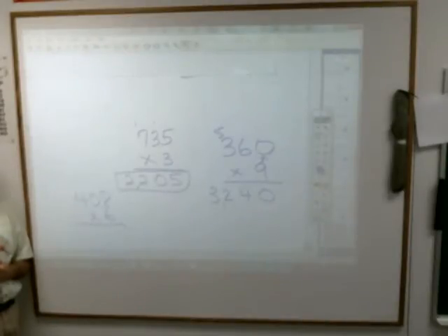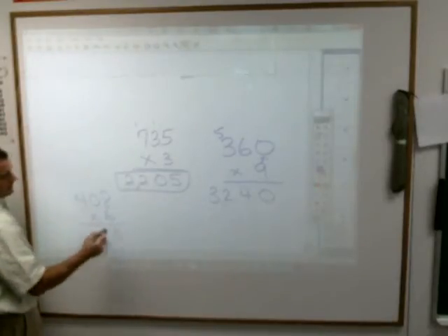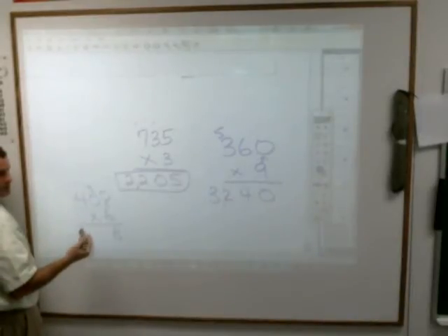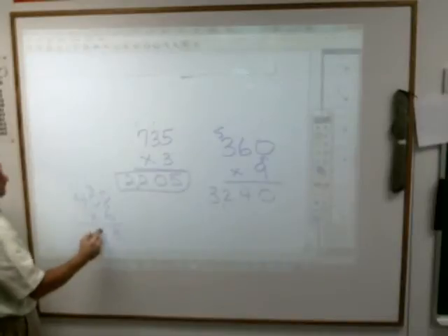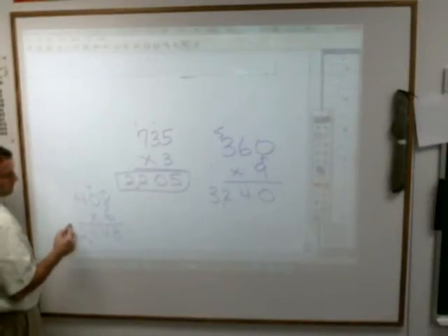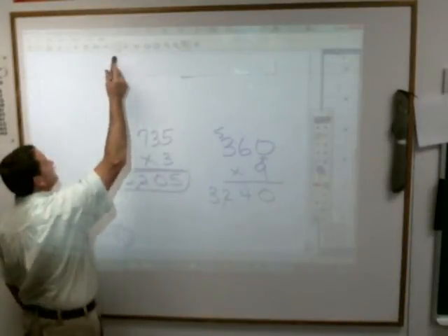Isabel? 2,448. I believe you are correct. 6 times 8 is 48. Carry the 4. 6 times 0 is 0. That's the 0 property of multiplication. 6 times 0 is 0 plus 4 is 4. 6 times 4 is 24. 2,448.